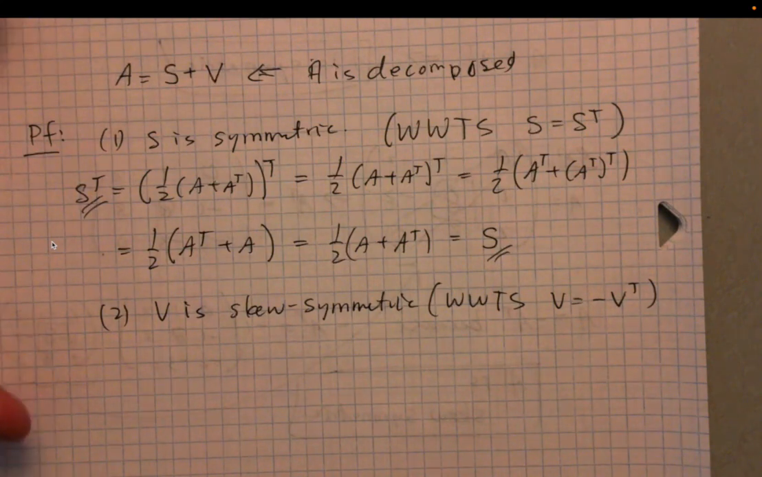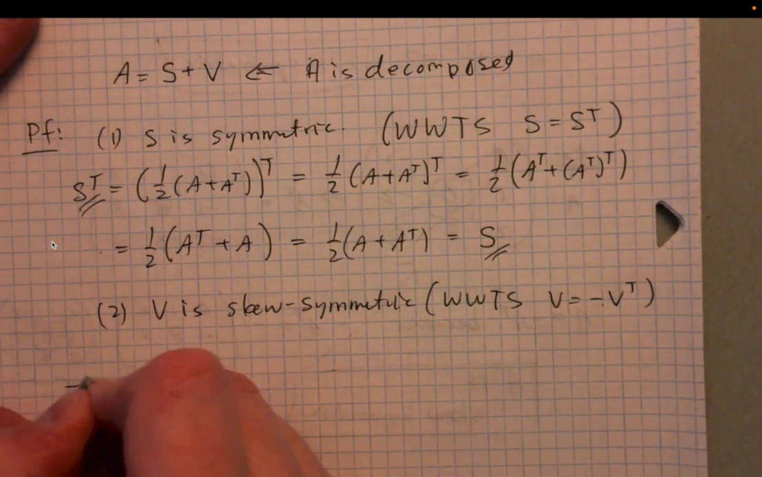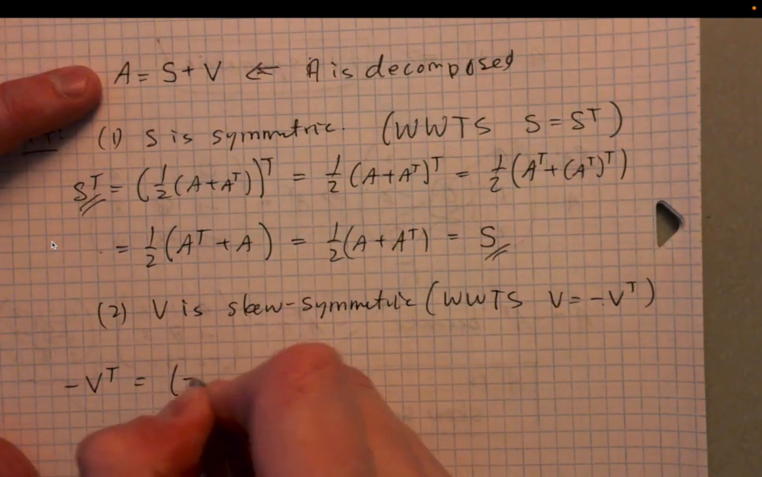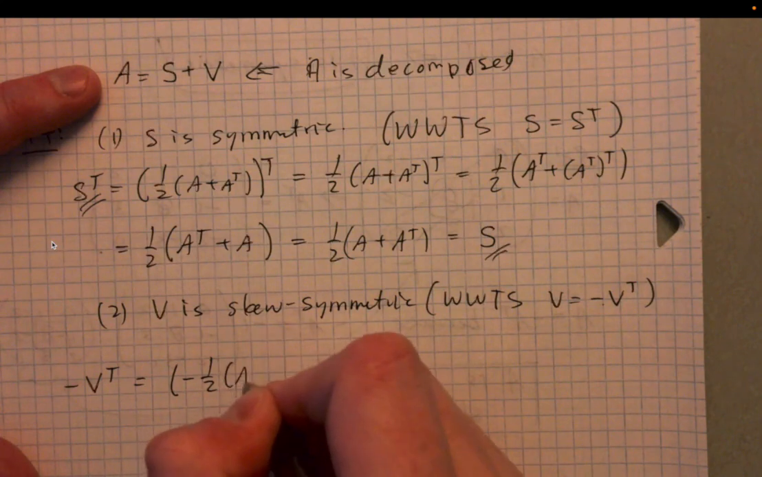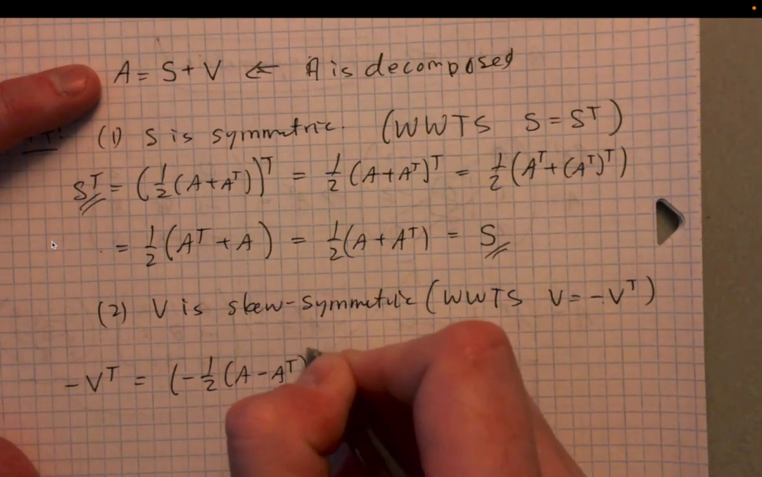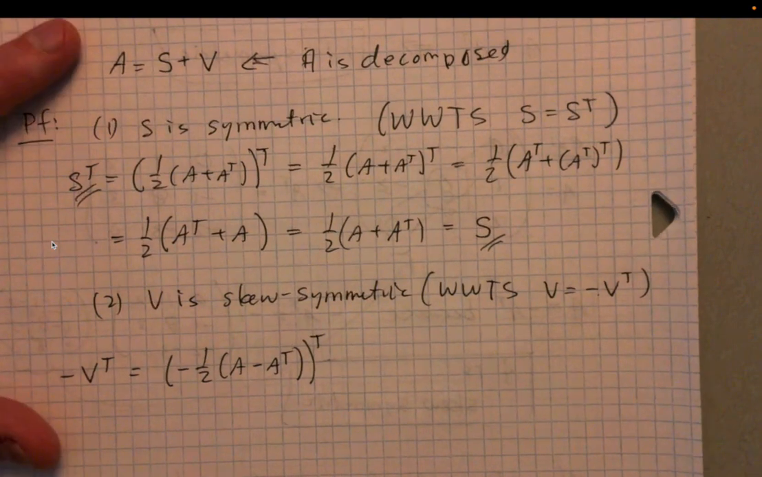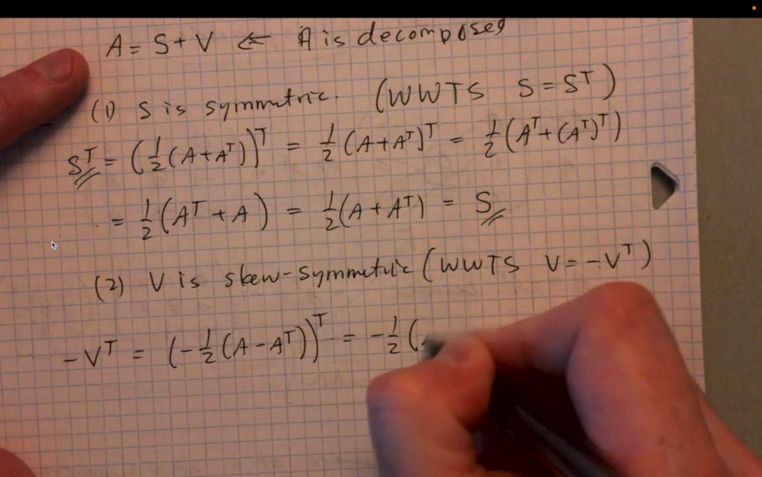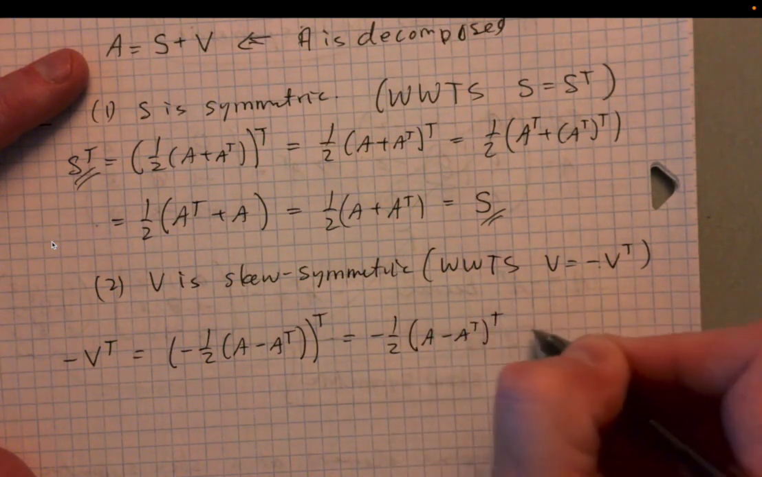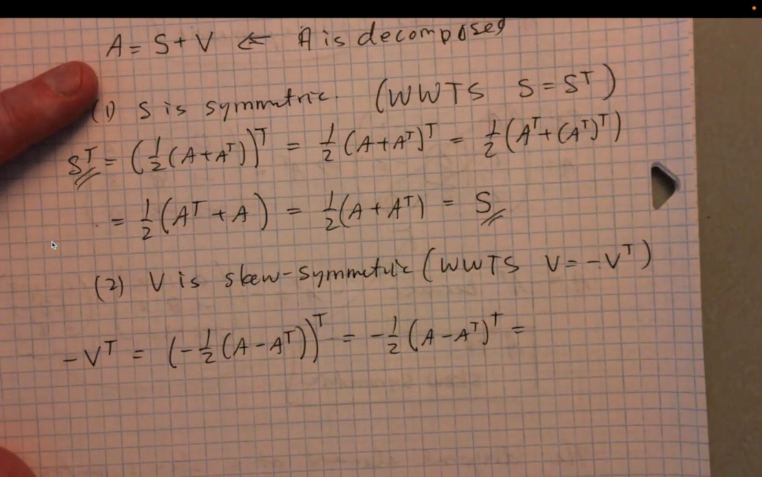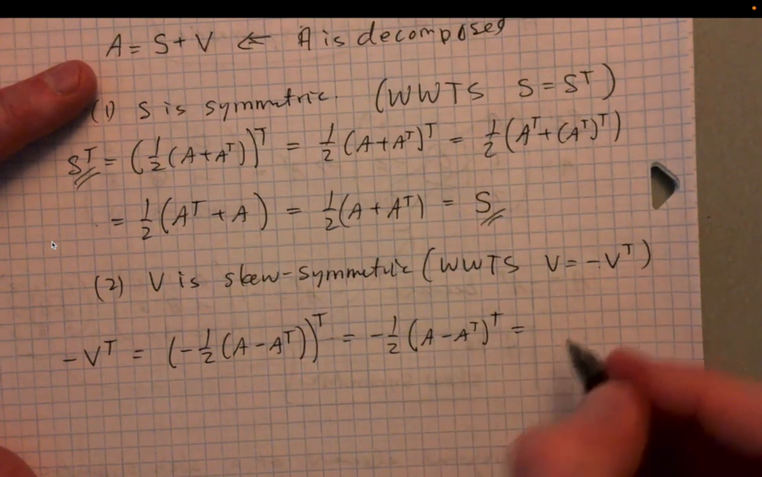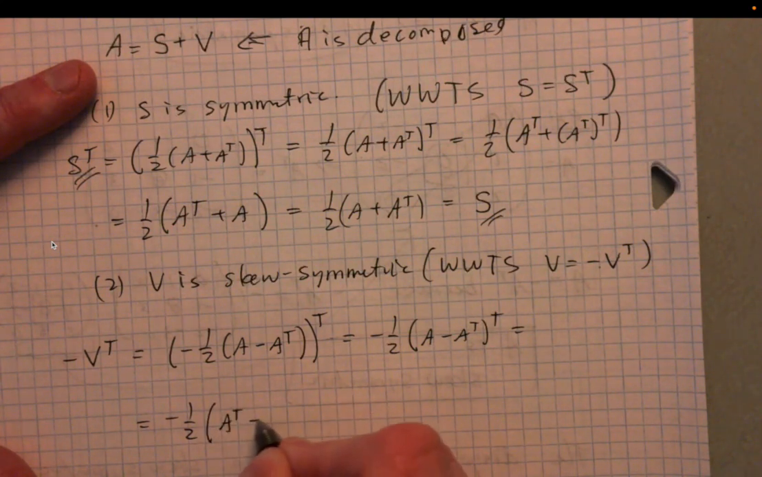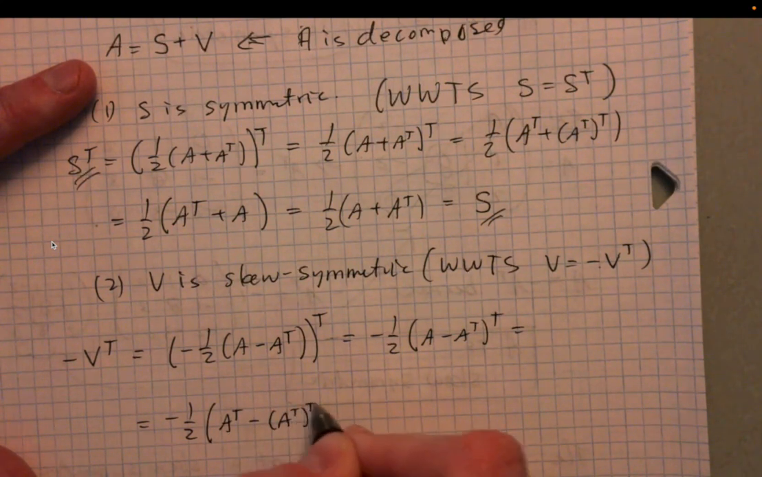Okay, and so we'll start with negative V transpose. We know what the form of that is. It's going to be negative 1/2 times (A minus A transpose) transposed. So that's negative 1/2, and then it's (A minus A transpose) transposed. Similar to what we did before, we'll move the transpose inside. So negative 1/2, and then it's A transpose minus (A transpose) transpose.